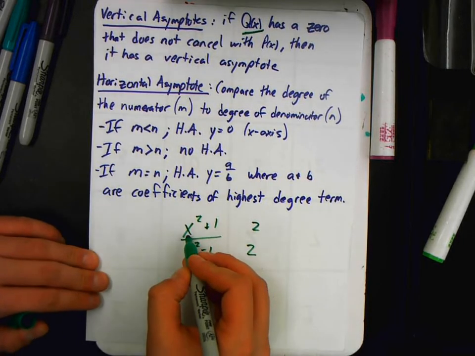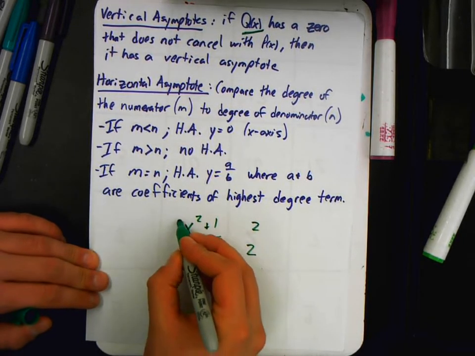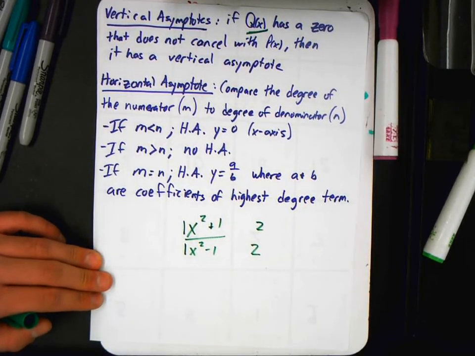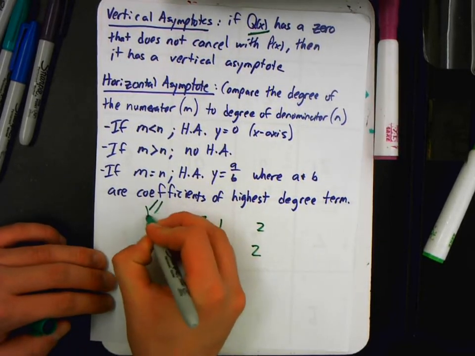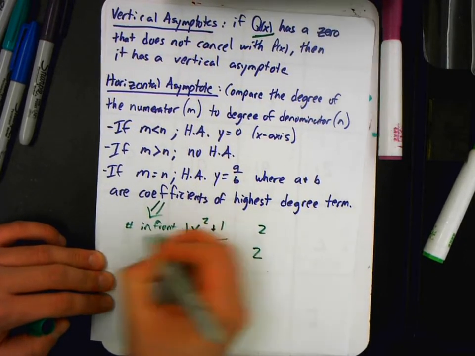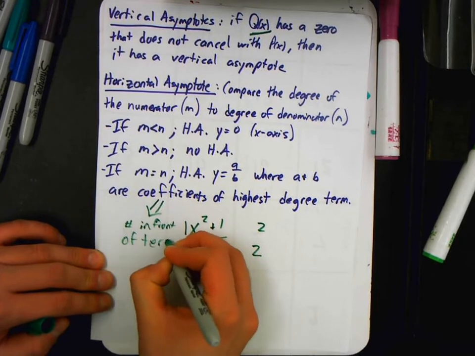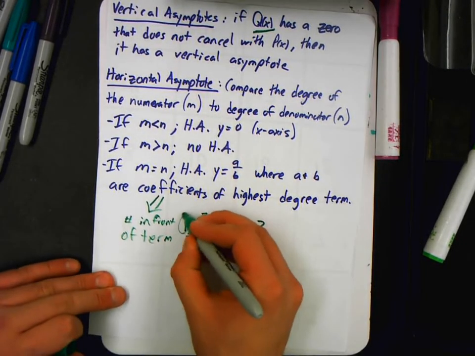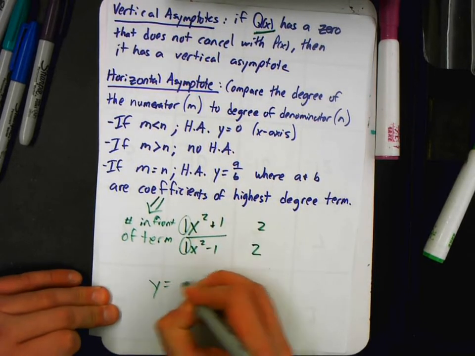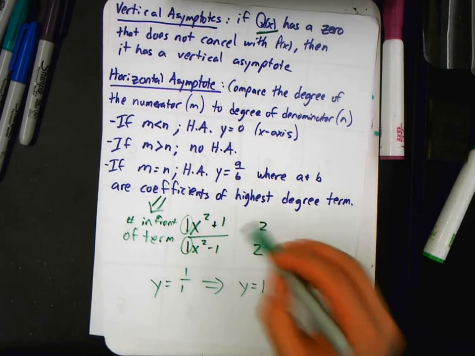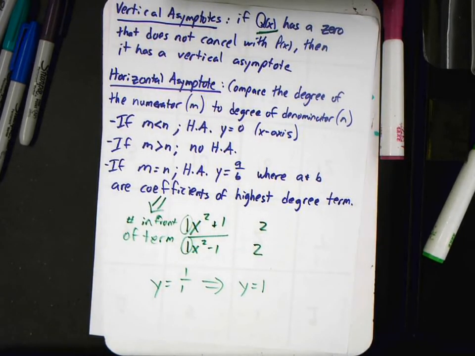So the coefficient of your highest degree term for this one is a 1, and the coefficient of this one is a 1. The coefficient is the number in front of the term. So our horizontal asymptote takes these two numbers and divides them. y equals 1 over 1, which is the same thing as y equals 1. So the horizontal asymptote for this example would be y equals 1.